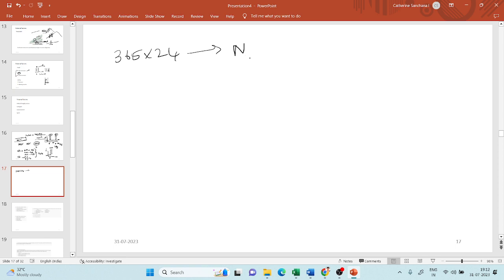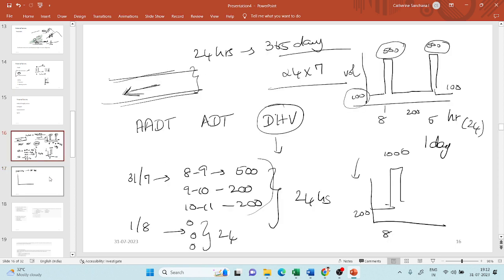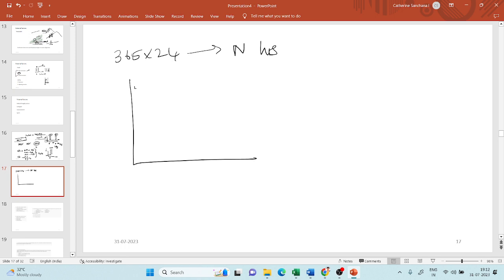Say it is n data. So you have n hours of traffic. I will arrange them in descending order. Okay, so as per the previous example, 1000 is the highest. So 1000 is here. Next, I have 500. Next, 200. Next, 100. Like that, I will arrange all the traffic volume in descending order.